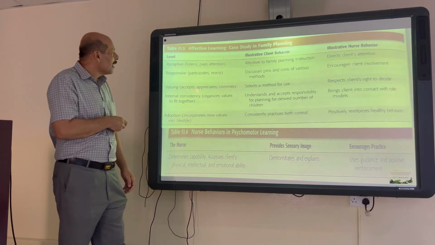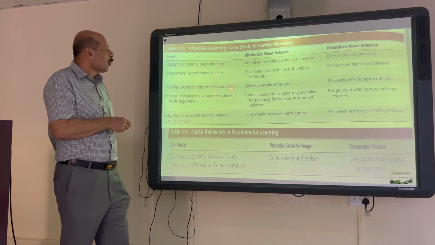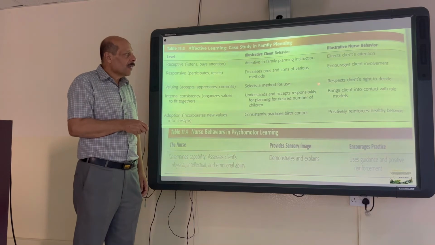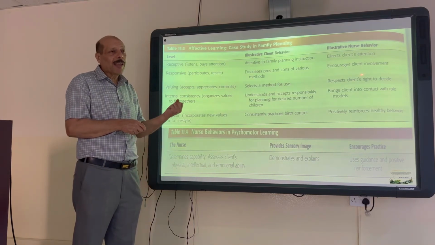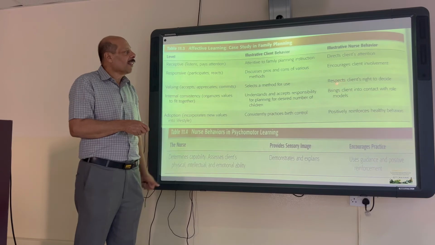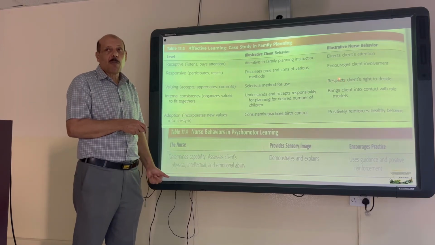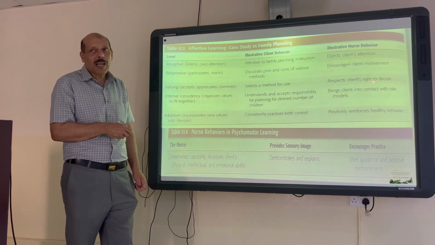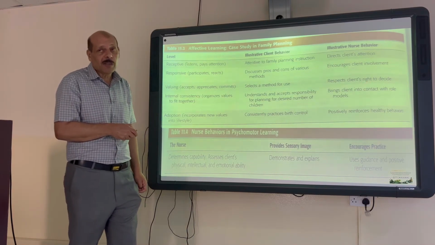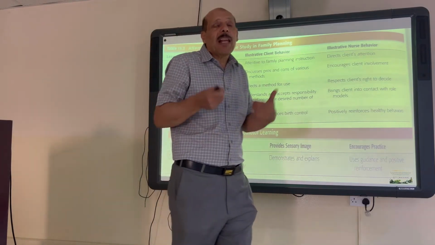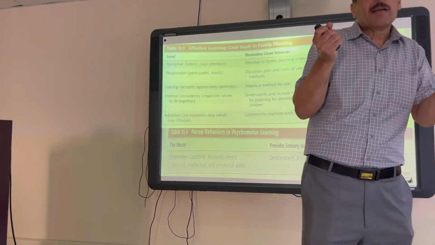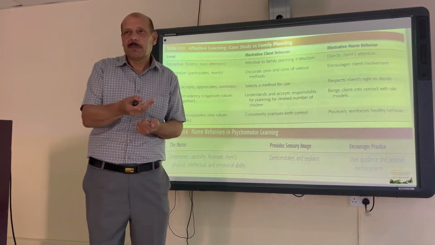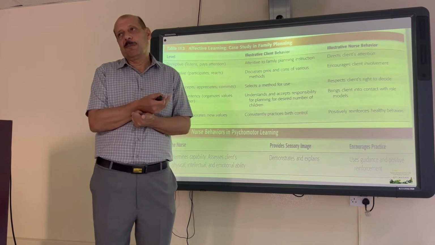Valuing: accepting, appreciating, and commitment. You have to select a method to use in order to keep the client committed to the information that we give. So respect the client's right to decide. We have to respect the client's right for decision. We cannot oblige anyone to do anything, even in his health. We can convince him, but we cannot oblige him.